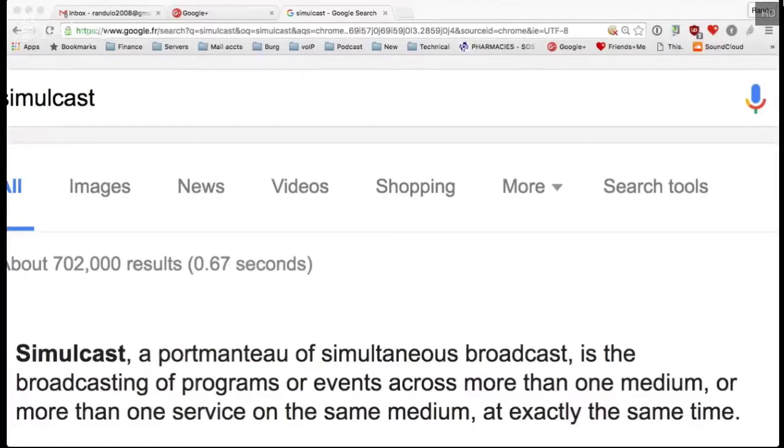Okay. Simulcast, a portmanteau of simultaneous broadcast, is the broadcast of programs or events across more than one medium or across more than one service on the same medium at exactly the same time. So because Google is against me this time, I'm going to make the snarky comment of course, if Google says it, it must be so. But in all fairness, it has become a pretty popular word in video streaming in the past several years. And here's what it's meant.